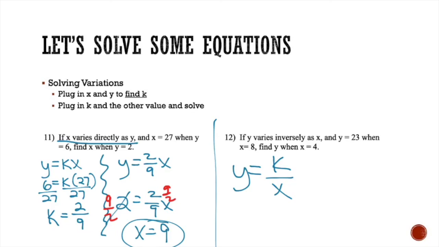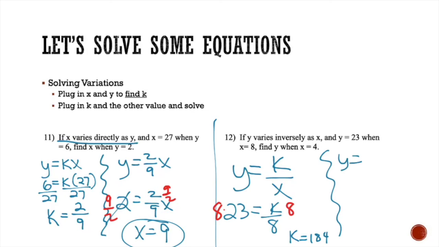Okay, so I'm going to put y is 23, equals k over 8. And then multiply both sides by 8, correct? What is 23 times 8? 184. Make sure that's true. 184. Okay. So my equation is y equals 184 over x.